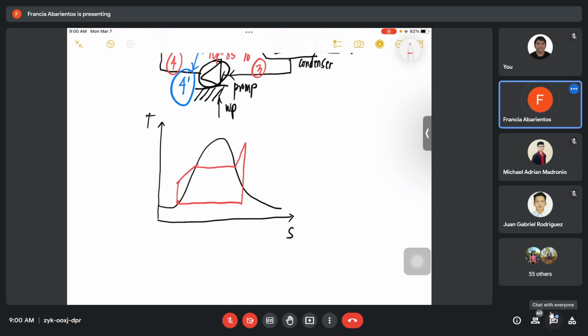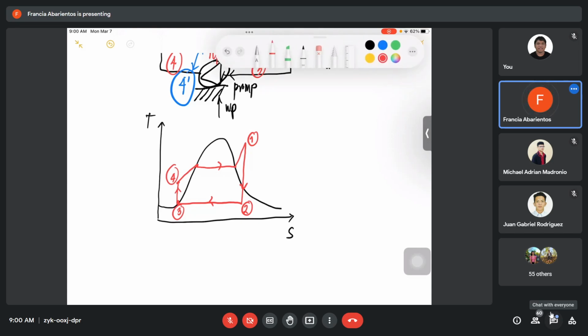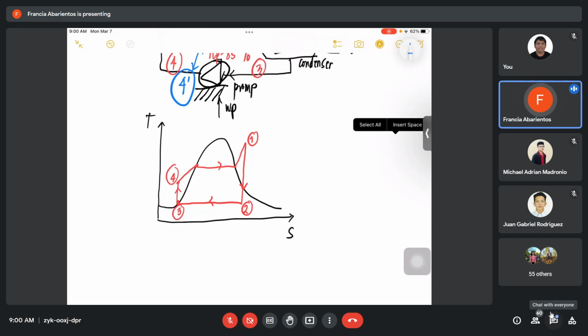Dito. Okay, we have point 1, point 2, 3, and 4. Ito yung kanina. Since given na sa atin yung efficiency niya, hindi natin alam kung saan magpo-fall siya, kung nasa wet region pa ba. Ito yung magiging dalawang option mo. Pwedeng dito pa rin siya sa loob or dito sa labas.